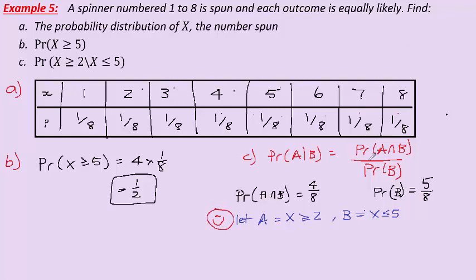Then I will carry on here and substitute these values. So therefore the probability of A given B equals 4/8 over 5/8, and that equals 4/5.